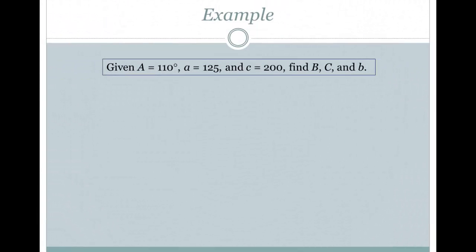Let's do another example. Given angle A, side A, and side C. Again, this is a situation where we've got to be aware of it because I have one angle and two sides. If I look at setting up the law of sines, I get A over sine of A equals C over sine of C. If I manipulate that to solve for sine of C, I get sine of C is equal to C over A times sine of A. Just doing some cross multiplying and dividing by A.